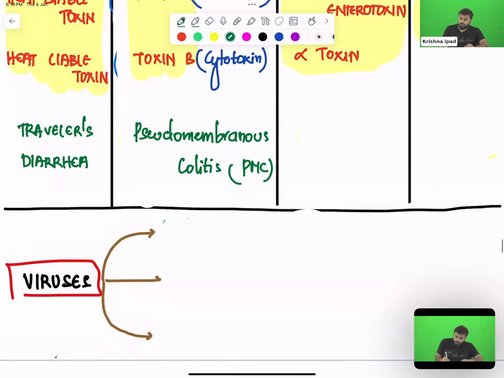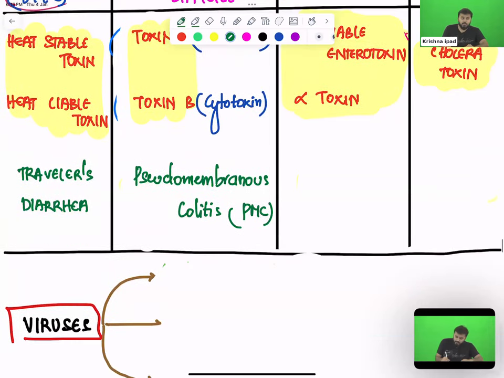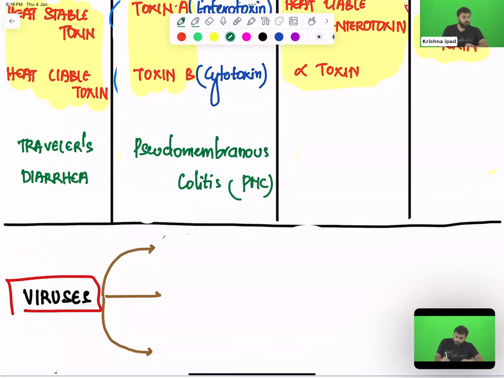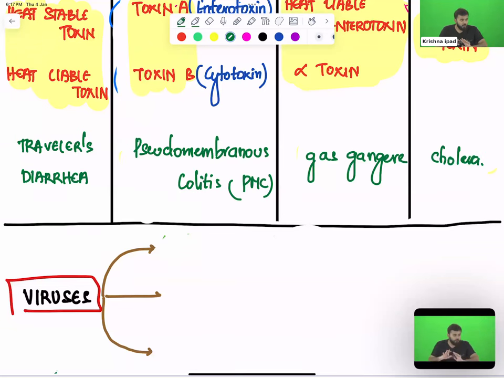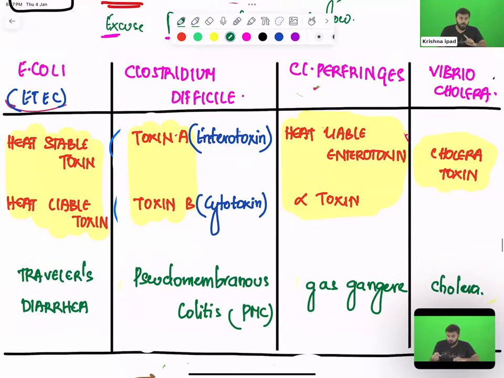Now, when it comes to Clostridium perfringens, what does it cause? Any idea? You remember I have told you. Very good. Clostridium perfringens causes gas gangrene. And finally, Vibrio cholerae causes cholera. So these are the things which you already know. This is one very important MCQ part which you have to remember.